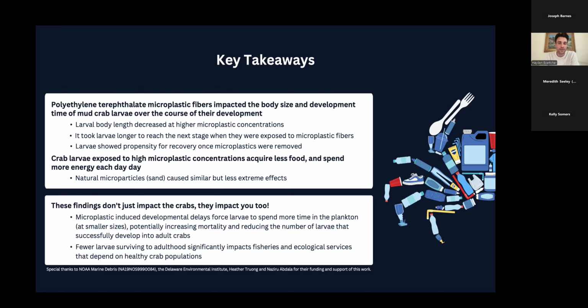And so you're going to end up reducing the number of larvae that can successfully develop into adult crabs. And as you all are well aware, having fewer larvae survive to adulthood could have significant impacts on fisheries and ecological services that depend on healthy adult crab populations.